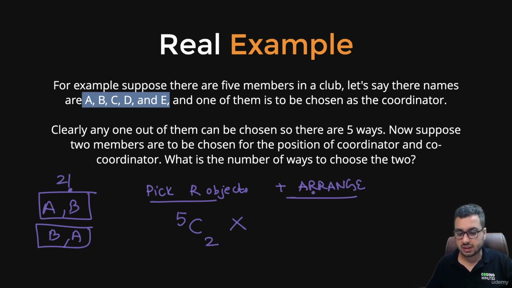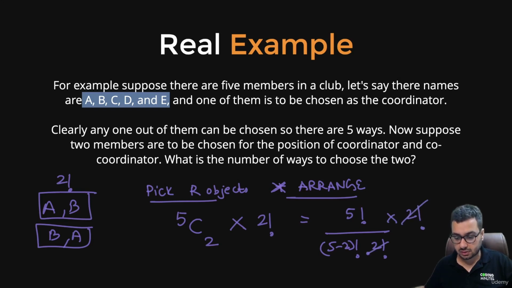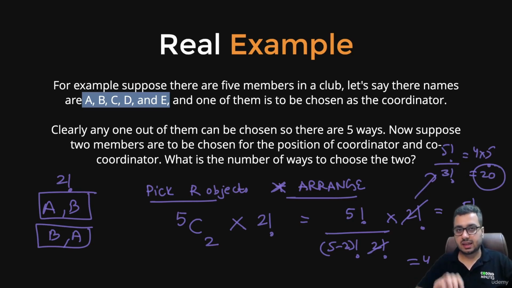If you have r objects, you can arrange them in r factorial ways. So you will do a multiplication here, into 2 factorial. This is 5 factorial divided by (5 minus 2) factorial times 2 factorial, multiplied by 2 factorial. So this cancels off, and it effectively becomes 5 factorial upon 3 factorial, which is 4 into 5, that is 20. You can see this formula gives the same result that we just saw by drawing all the possible cases.